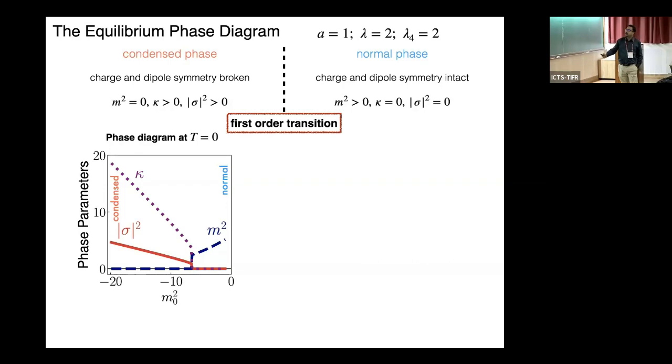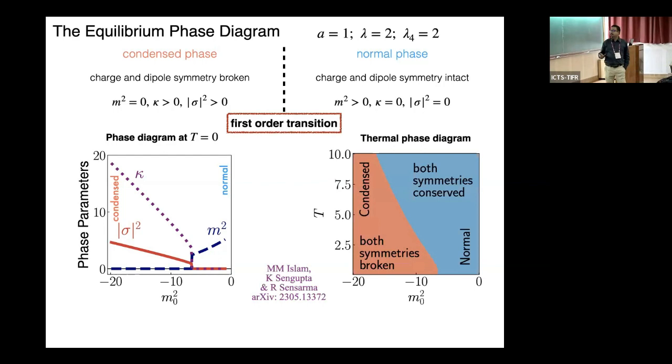So both charge and dipole symmetry are intact, okay? And the other, where the gap has gone to 0, I have a condensate, and I also have a curvature or a finite dispersion. So basically, this is where charge and dipole symmetry are both broken, and between them, I have a direct first order transition. That's what comes out of doing a large N theory of this.